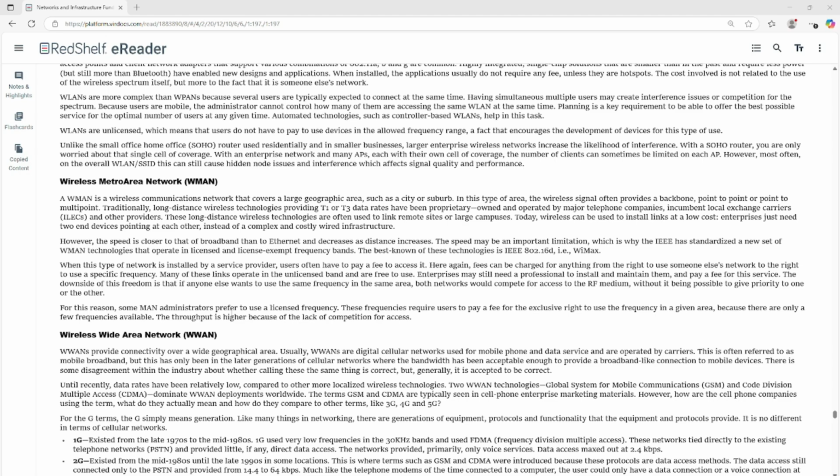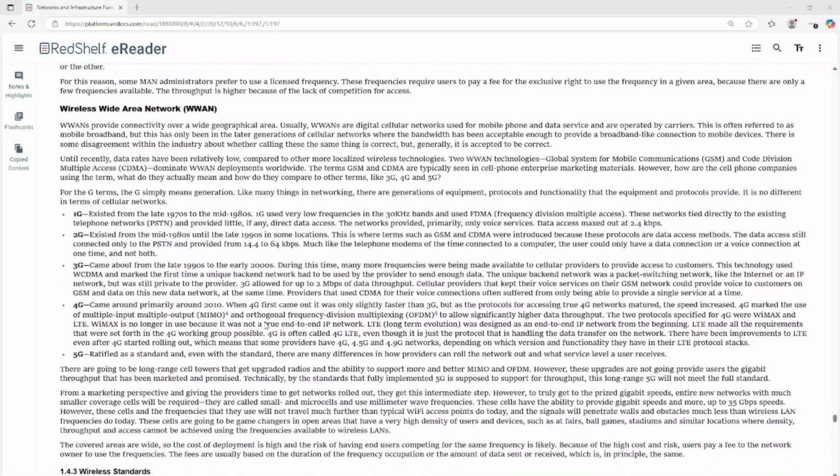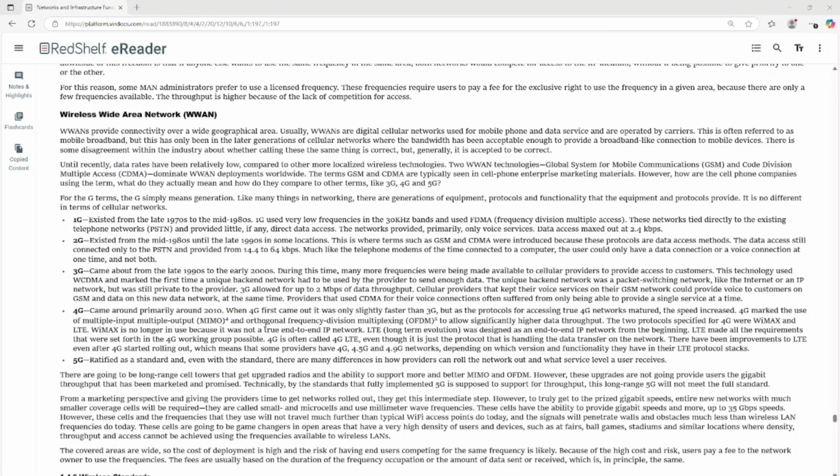The third type of wireless technologies: wireless wide area network. WWANs provide connectivity over a wide geographic area. Usually, WWANs are digital cellular networks used for mobile phones and data service and are operated by carriers, often referred to as mobile broadband.